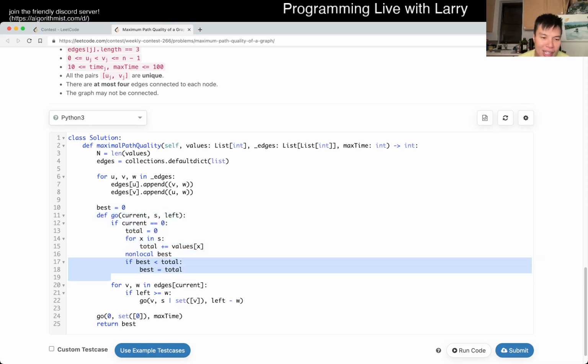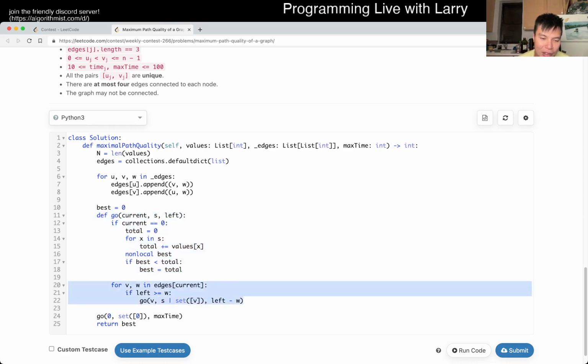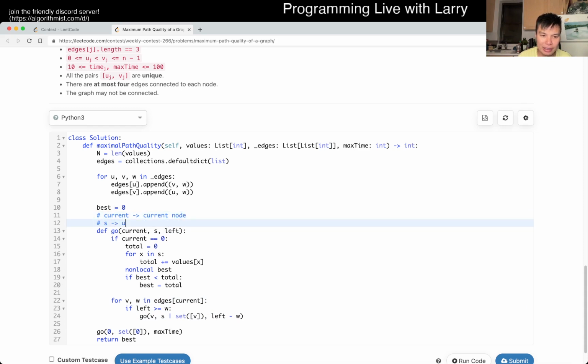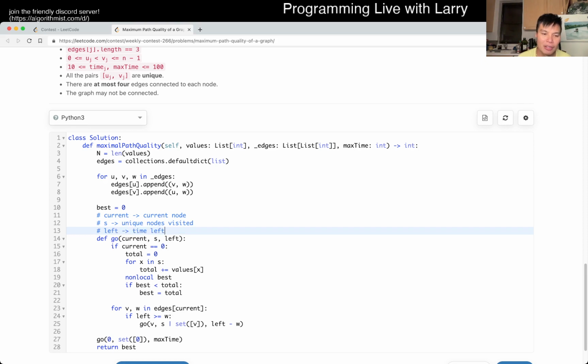That's straightforward. And then here we just look at the edge list. If we have time left over, and left is time left over, let's actually define this. Current node. S is equal to unique nodes visited. Left is equal to time left over, right?